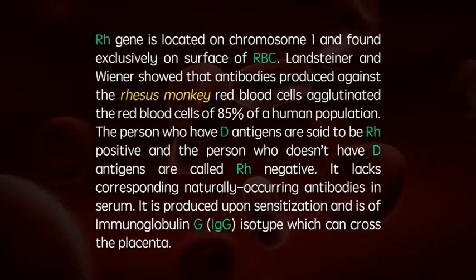Landsteiner and Wiener saw that antibodies produced against rhesus monkey red blood cells agglutinated the red blood cells of 85% of the human population. The persons who have D antigens are said to be RH positive, and the persons who don't have D antigens are called RH negative. It lacks corresponding naturally occurring antibodies in serum. The antibody is produced upon sensitization and is of immunoglobulin G or IgG isotype, which can cross the placenta.